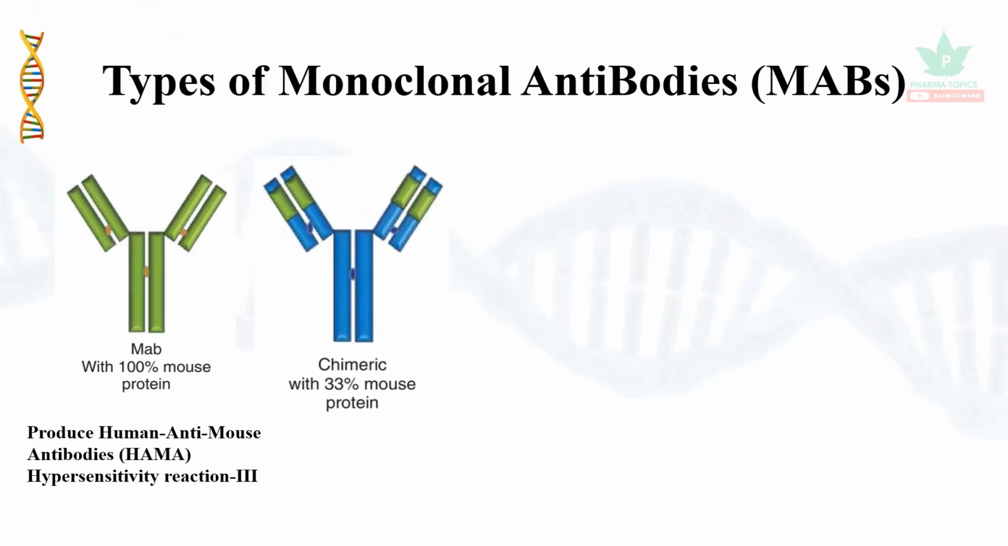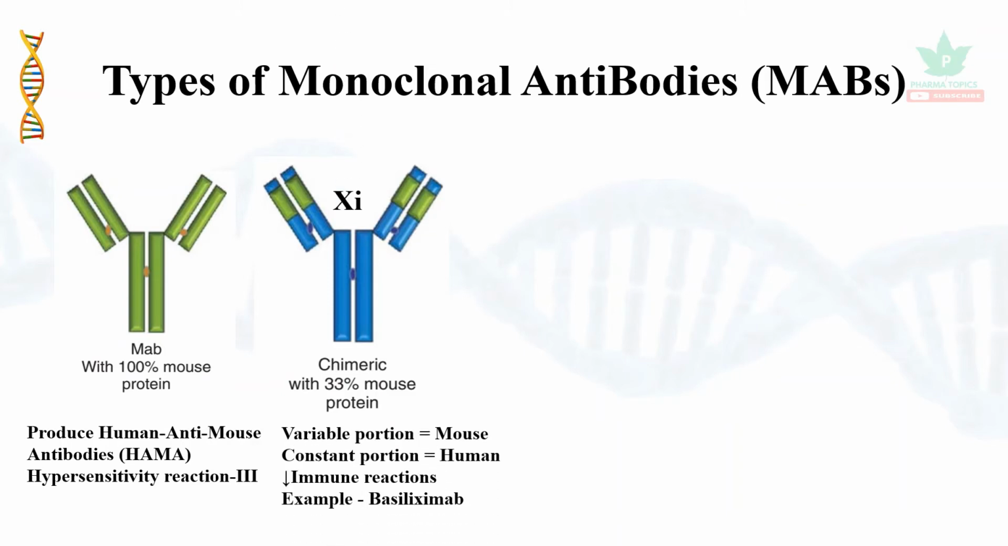So to avoid this, the next version was launched: chimeric monoclonal antibody with 33% of the mouse protein. The drug name has XI in it. The variable portion is from the mouse and the constant portion is from the human. It has fewer chances of immune reactions. Example, basiliximab. You can note the drug name contains XI.